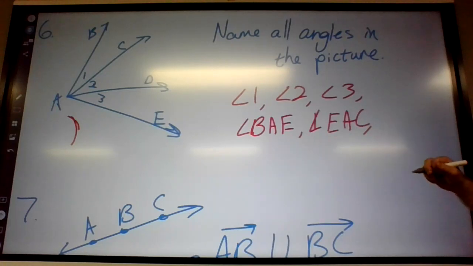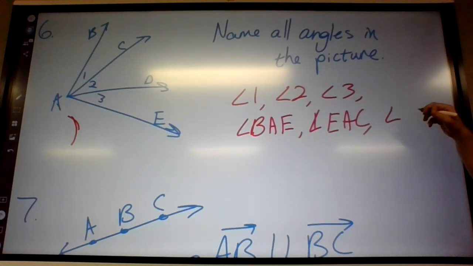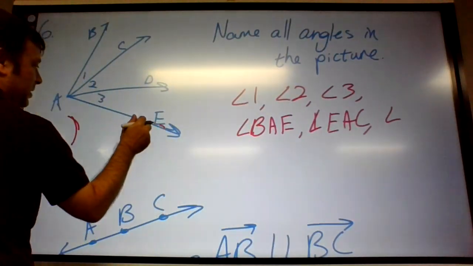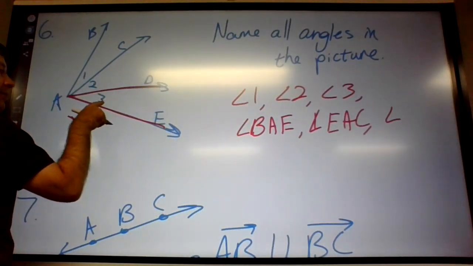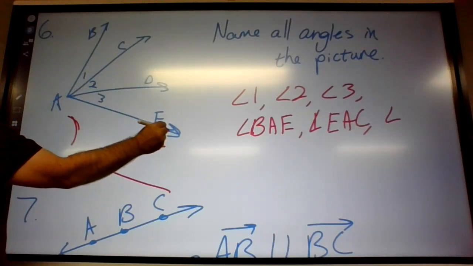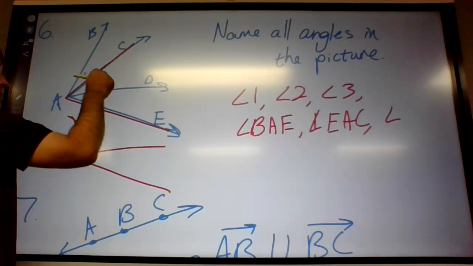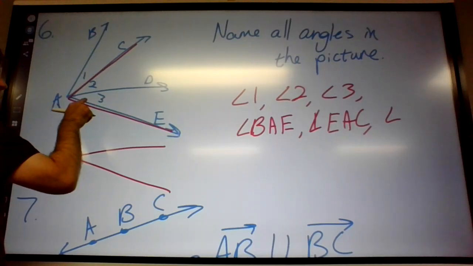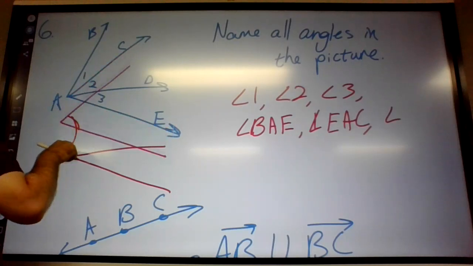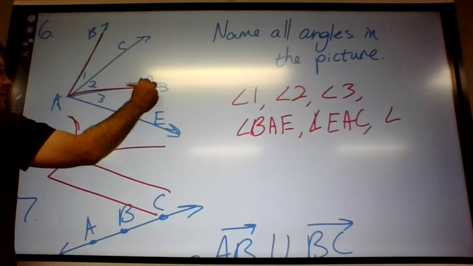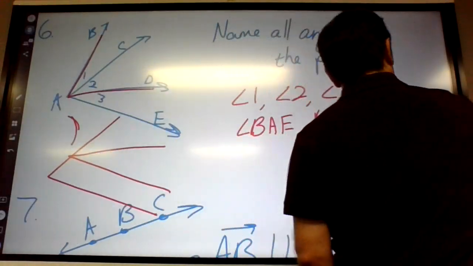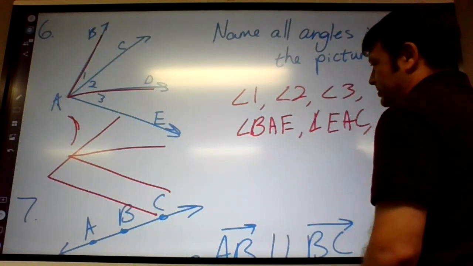And EAD. Yeah, angle EAD is angle 3. So you got the one you just said, EAC, that's this one. This is not angle 2 or angle 3. It's angle BAD. Right. So this one's made up of two little angles, and this one is also made up of two little angles. So yeah, angle BAD. So yeah, 6.